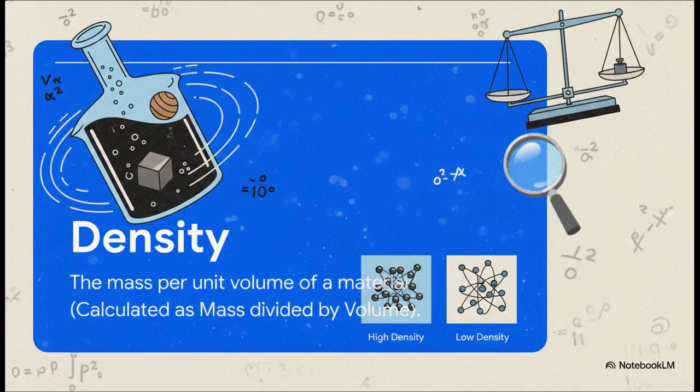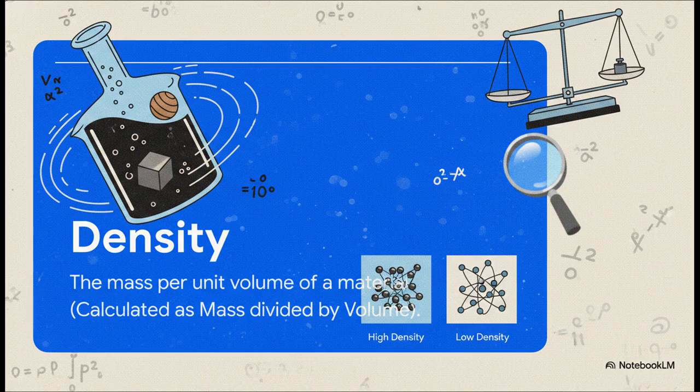Density is defined as the mass per unit volume of a material. If you like formulas, density equals mass divided by volume. When we calculate this, we're usually measuring the mass in grams and the volume in cubic centimeters. So that gives us the unit of grams per cubic centimeter. Essentially, to put it simply, density just tells us how tightly packed the matter is within a specific object.